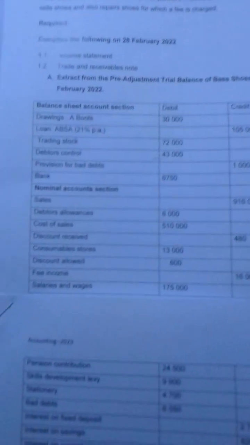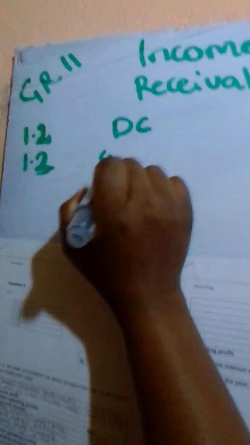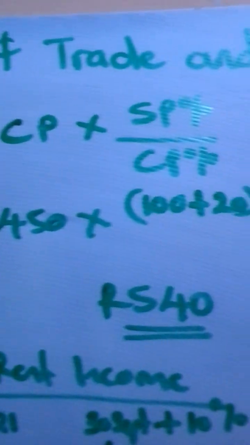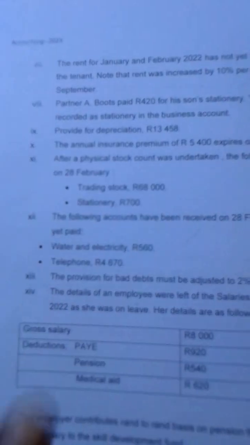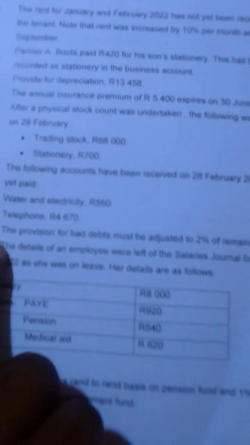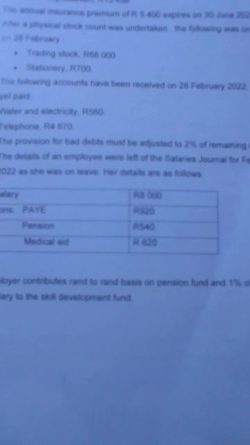The money that we are supposed to look at first when we are looking at the provision for bad debts adjustment, of course, we need to identify the debtors control. We have got the debtors control given there. I'll just indicate debtors control. We have got 43,000. Do we have anything on the adjustments that is affecting our debtors control? That is the other thing that we are supposed to check before we go to this adjustment, number 13, which says the provision for bad debts must be adjusted to 2% of the remaining debtors.